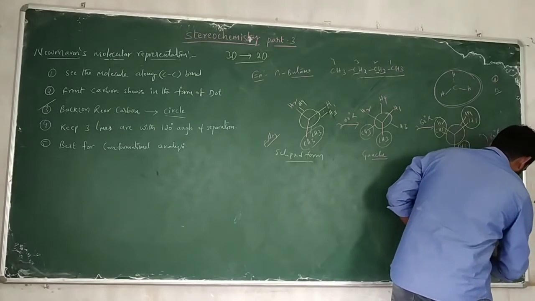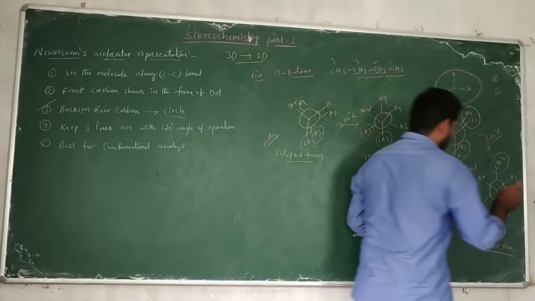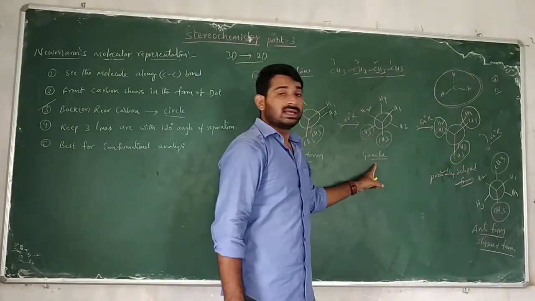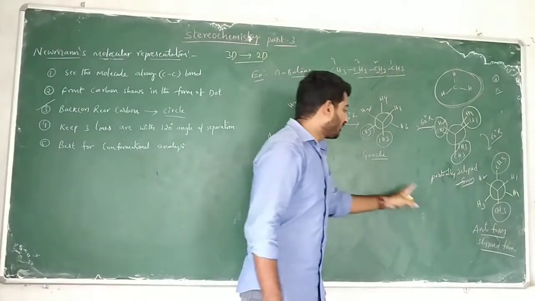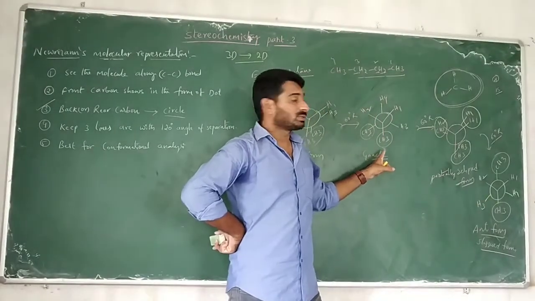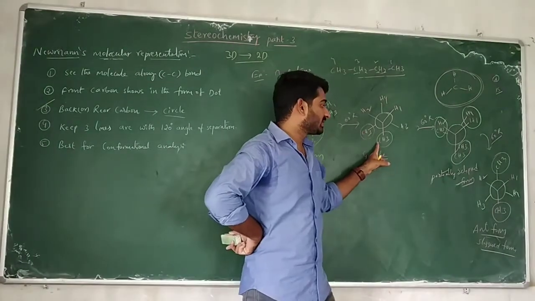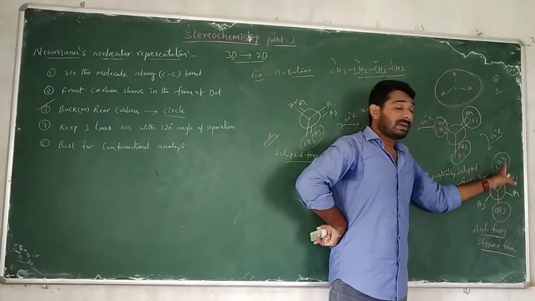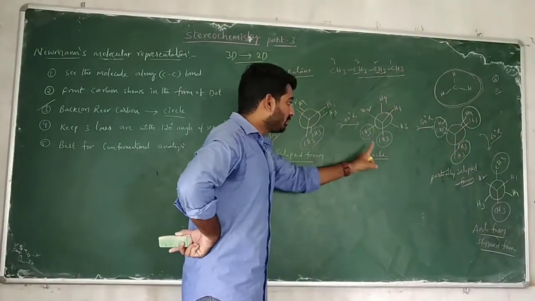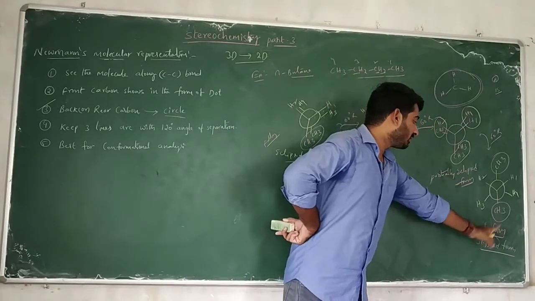This is also called a staggered form. So staggered forms are of two types: one is the anti form and the other is the gauche form. In the gauche form there is less separation between the bulky groups, an angle of separation of almost 60 degrees. But in the anti form there is maximum separation. That is the difference between the fully eclipsed form, the gauche form, the staggered forms, and the partially eclipsed form.